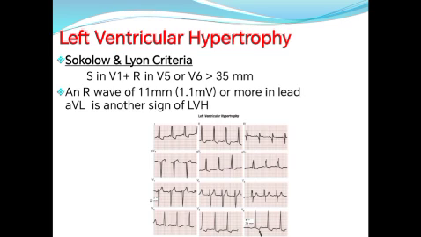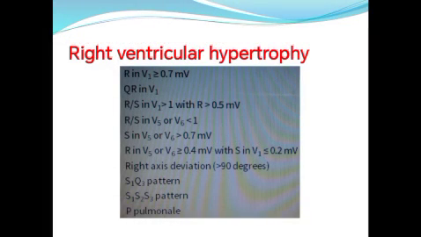So we have a lot of criteria to diagnose left ventricular hypertrophy. We also have the Cornell and Lyon criteria. Here we see the S wave in V1 plus the R wave in V5 or V6 more than 35. An R wave of 11 millimeters or more in lead aVL is another sign of LVH. It's very simple, just a calculation to diagnose LVH.